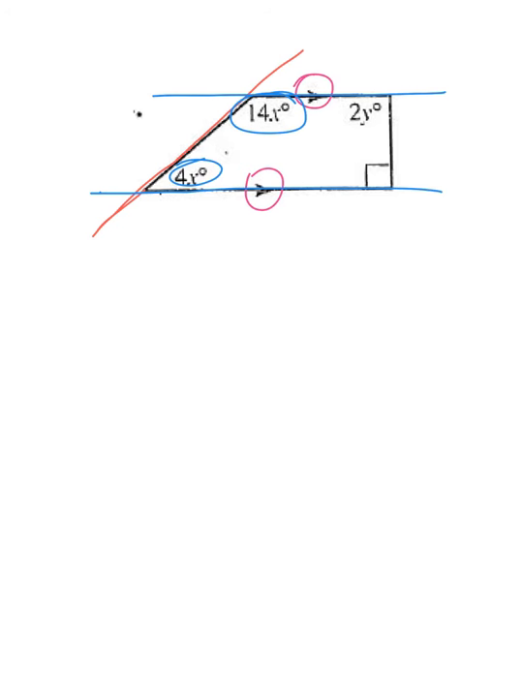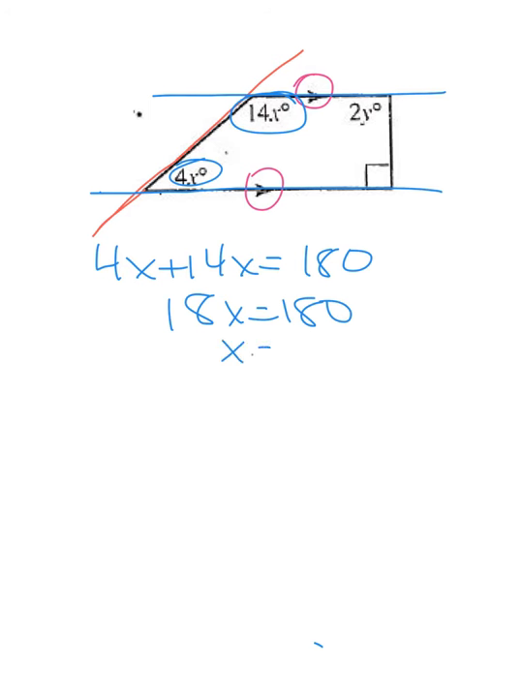4x and 14x, they're on the same side of the transversal. They're interior angles, so I know that they're supplementary. So I can say 4x plus 14x is equal to 180. So we know then that 18x is equal to 180, and x is equal to 10. So if I'm trying to find this measurement, this 4x, that angle is going to be now 40 degrees, and that 14x, that angle is now going to be 140 degrees.